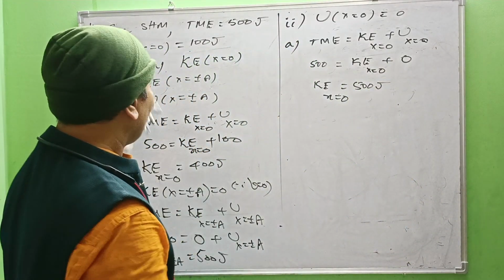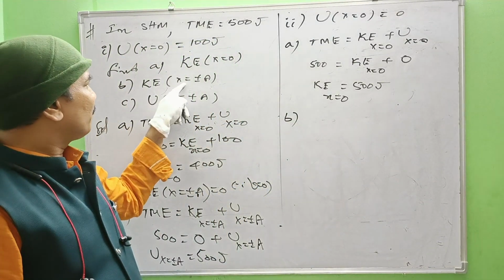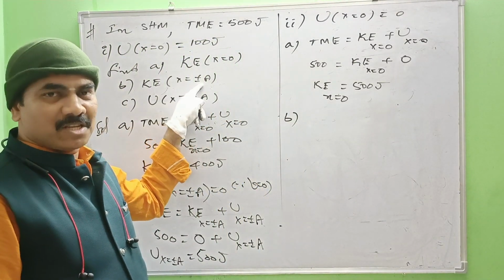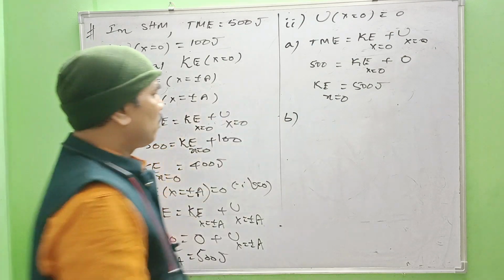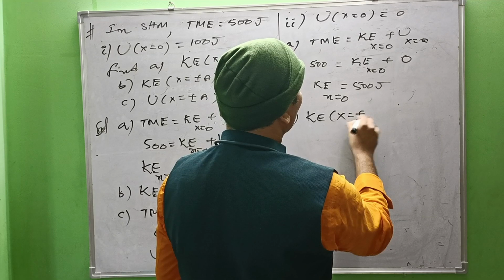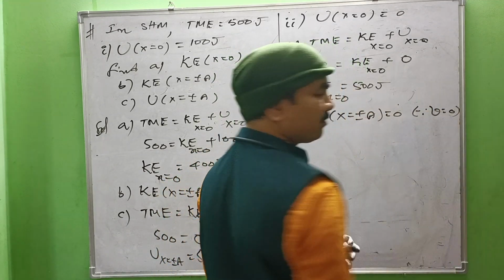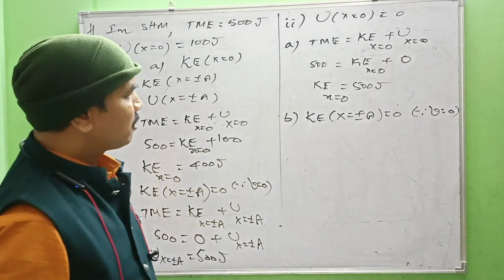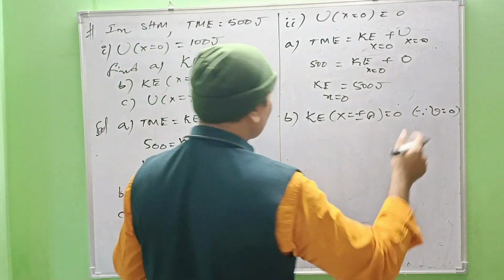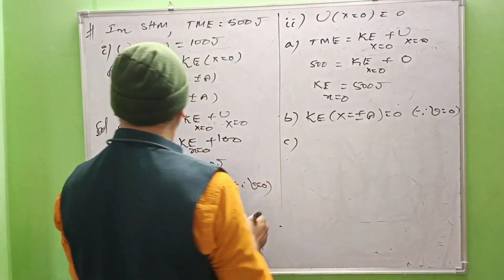Now question number B. Kinetic energy at either side of the extreme positions. Naturally 0. Why? Because speed is 0. No need to solve. So kinetic energy at x equal to plus or minus a equals 0, since speed at extreme positions is 0. No choice. Speed is 0 at extreme position, right? So next, question number C.